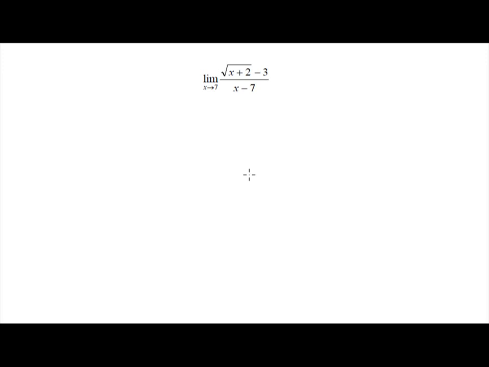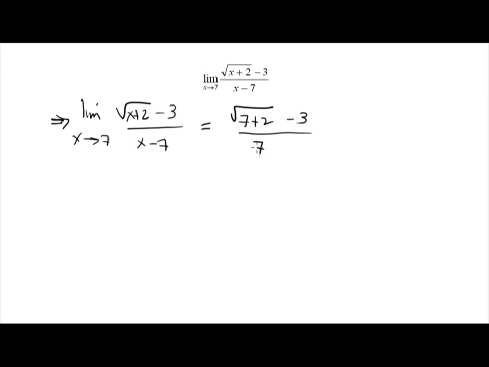So ideally, the limit can be found by the substitution method. So we place this number, the one that x is approaching. So this means limit as x approaches 7 of the square root of x plus 2 minus 3 all over x minus 7 can be square root of 7 plus 2 minus 3 over 7 minus 7. So this is the square root of 9 minus 3 over 0, 3 minus 3 over 0, or 0 over 0.